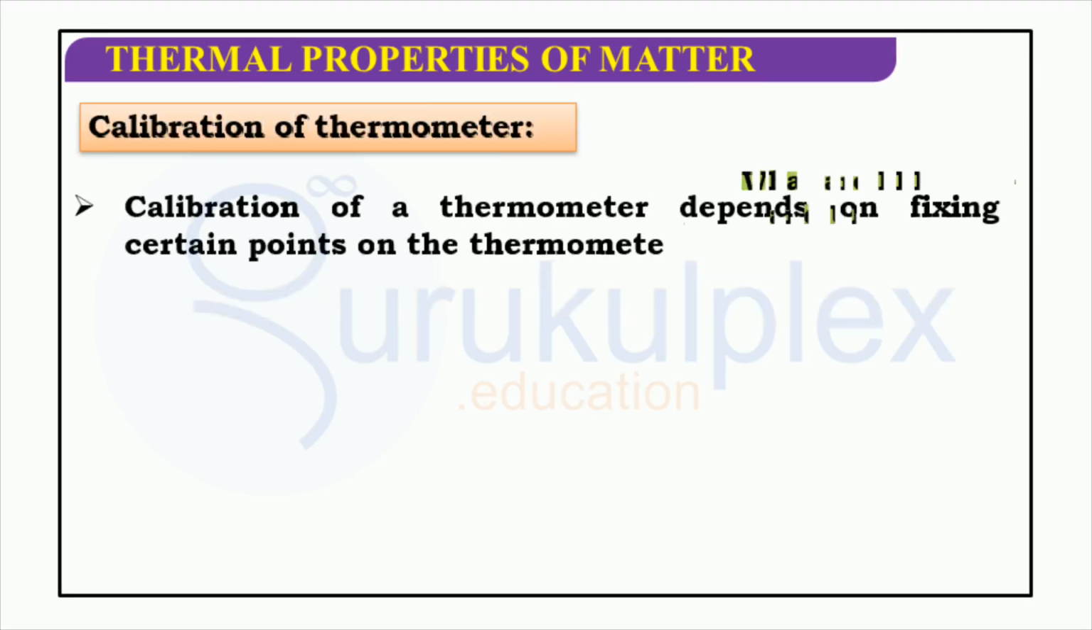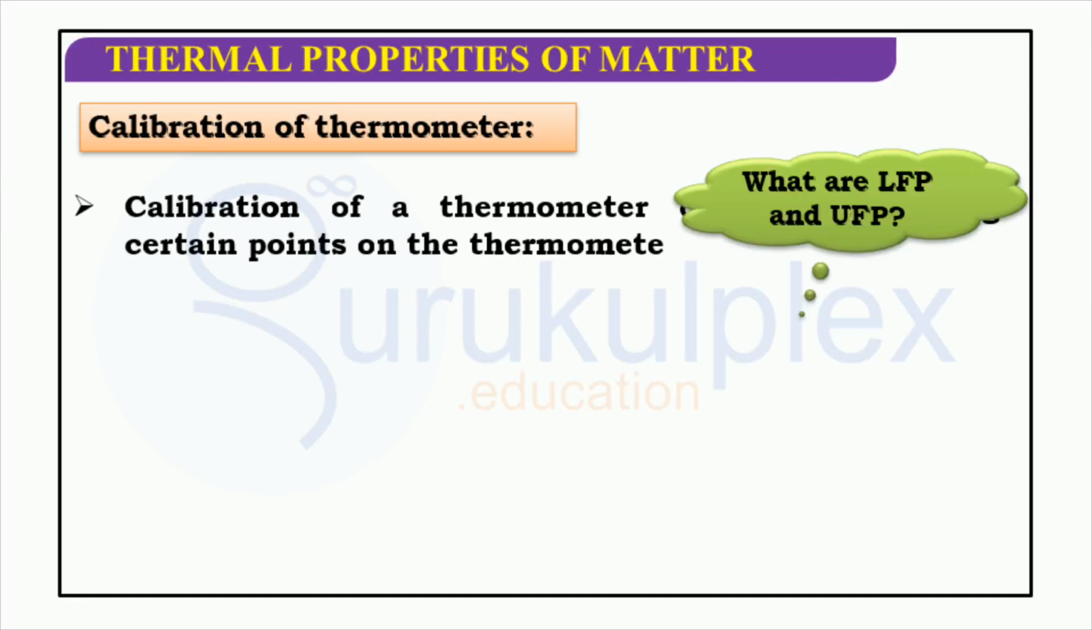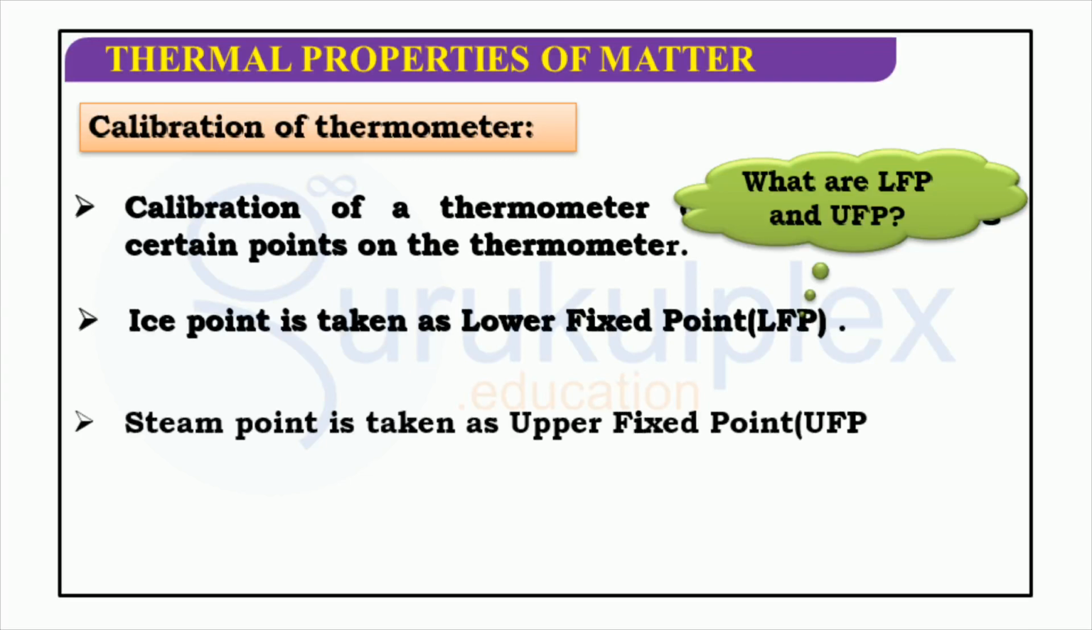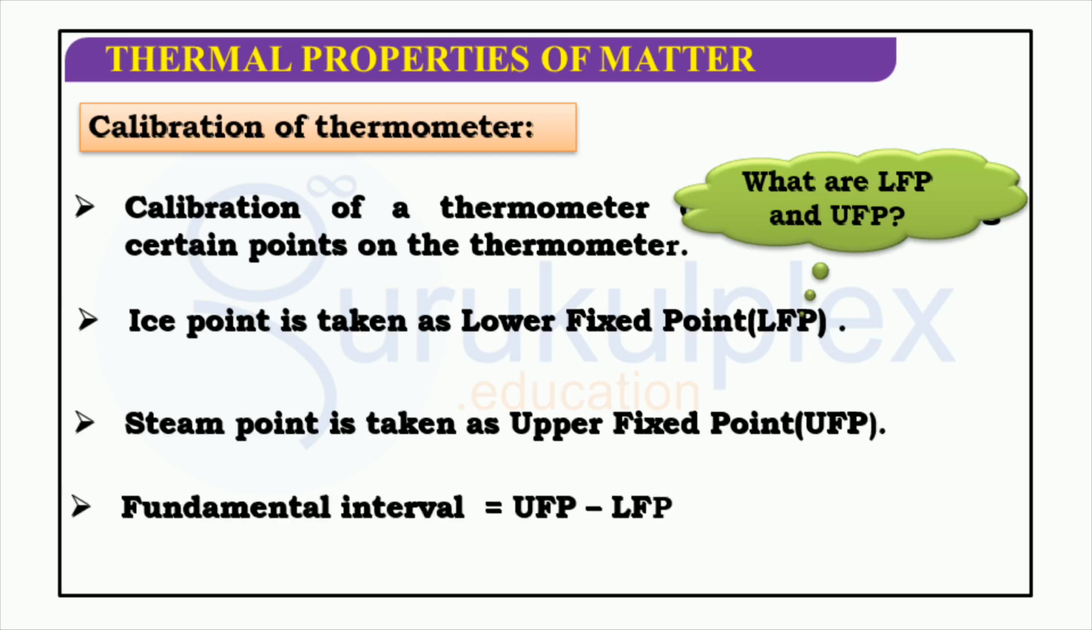Thermometers measure temperature through the use of two fixed points, known as lower fixed point, LFP, and upper fixed point, UFP. The difference between these two points is known as the fundamental interval. The ice point is taken as LFP and the steam point is taken as UFP. To accurately measure temperatures, thermometers must be calibrated to these two fixed points.